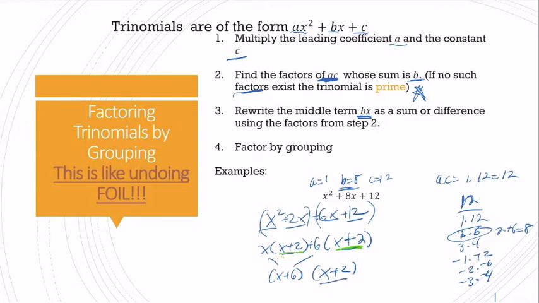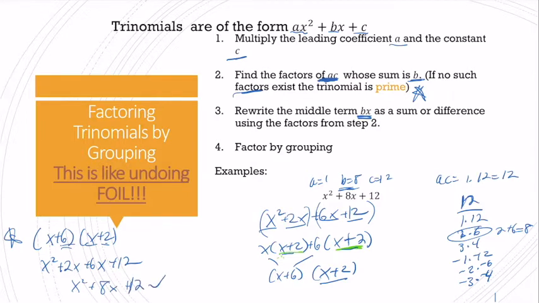Let's go ahead and check our answer. We check our answers after factoring by grouping by foiling. So I get x times x, which is x squared, x times 2, which is 2x, 6 times x, which is 6x, and 6 times 2, which is 12. So that gives me x squared plus 8x plus 12, which is what I had before, so I did this correctly.